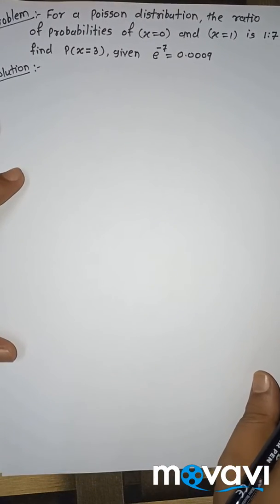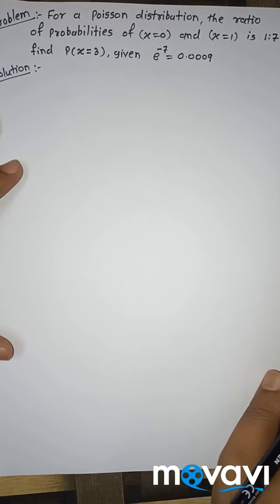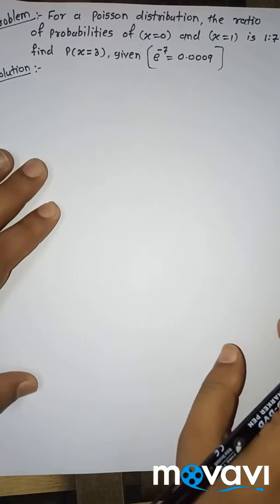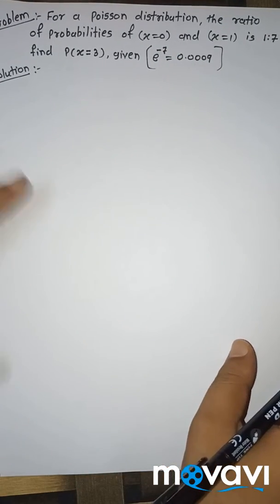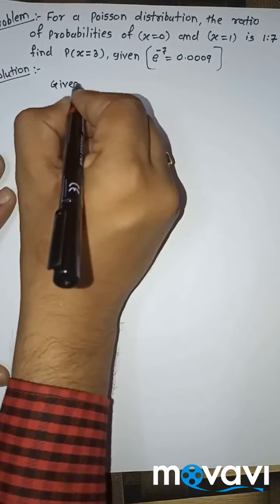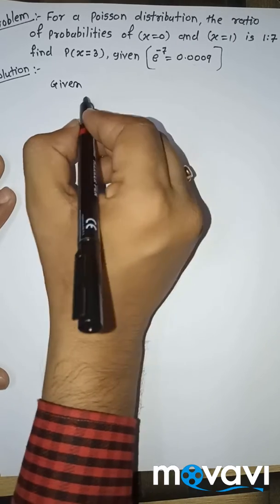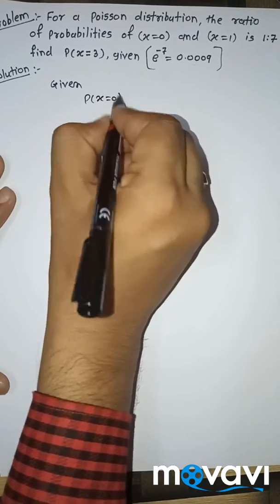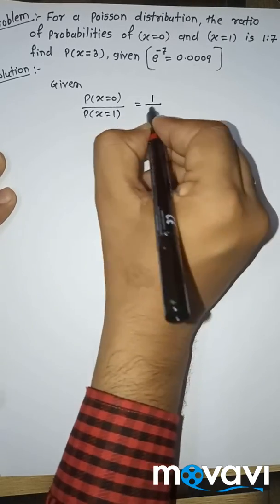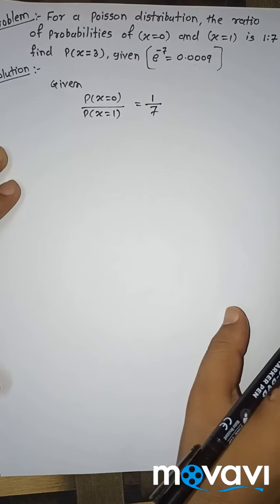Then we take one more problem. For a Poisson distribution, the ratio of probabilities of X equal to 0 and X equal to 1 is 1:7. Find probability of X equal to 3. Given e raised to minus 7 is equal to 0.0009. Given ratio of probability of X equal to 0 and probability of X equal to 1 is 1:7, means 1 upon 7.